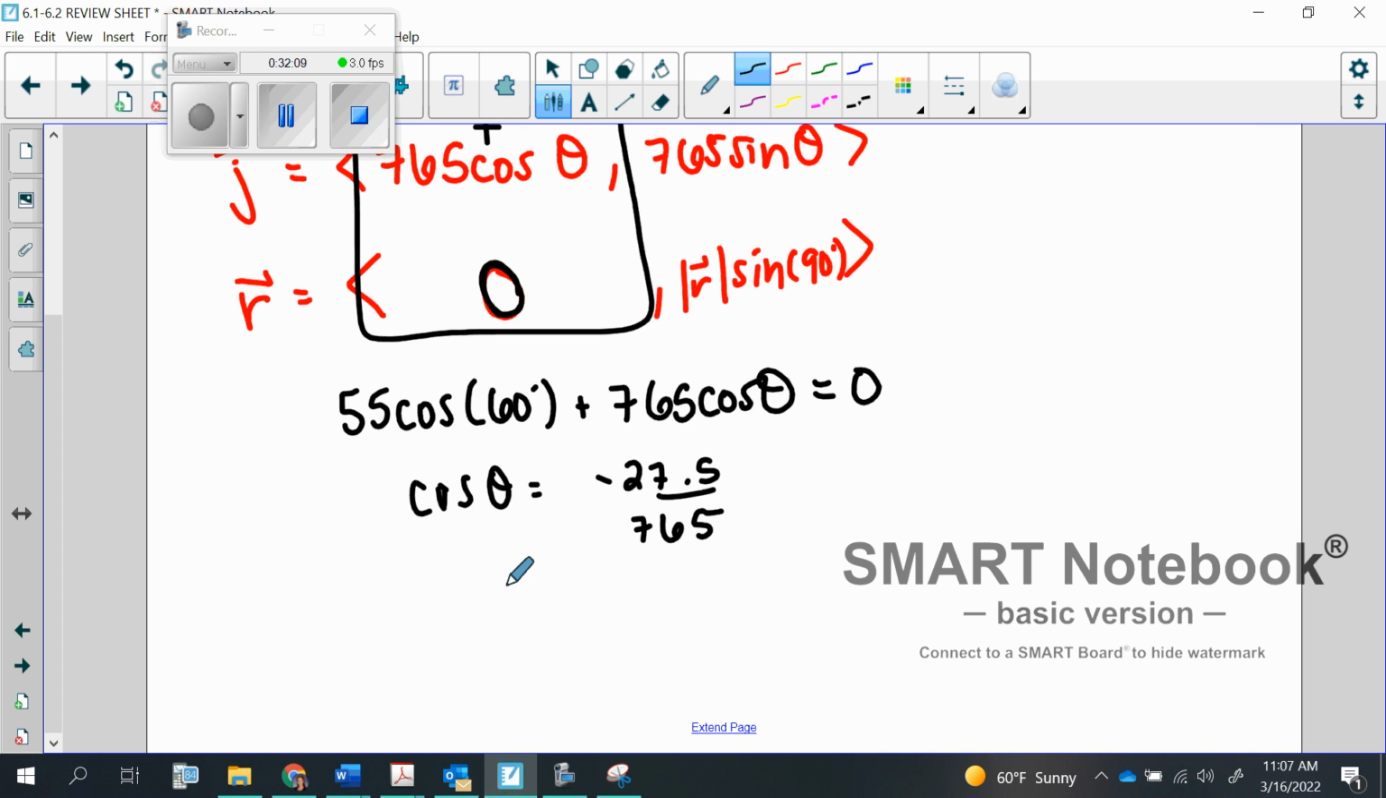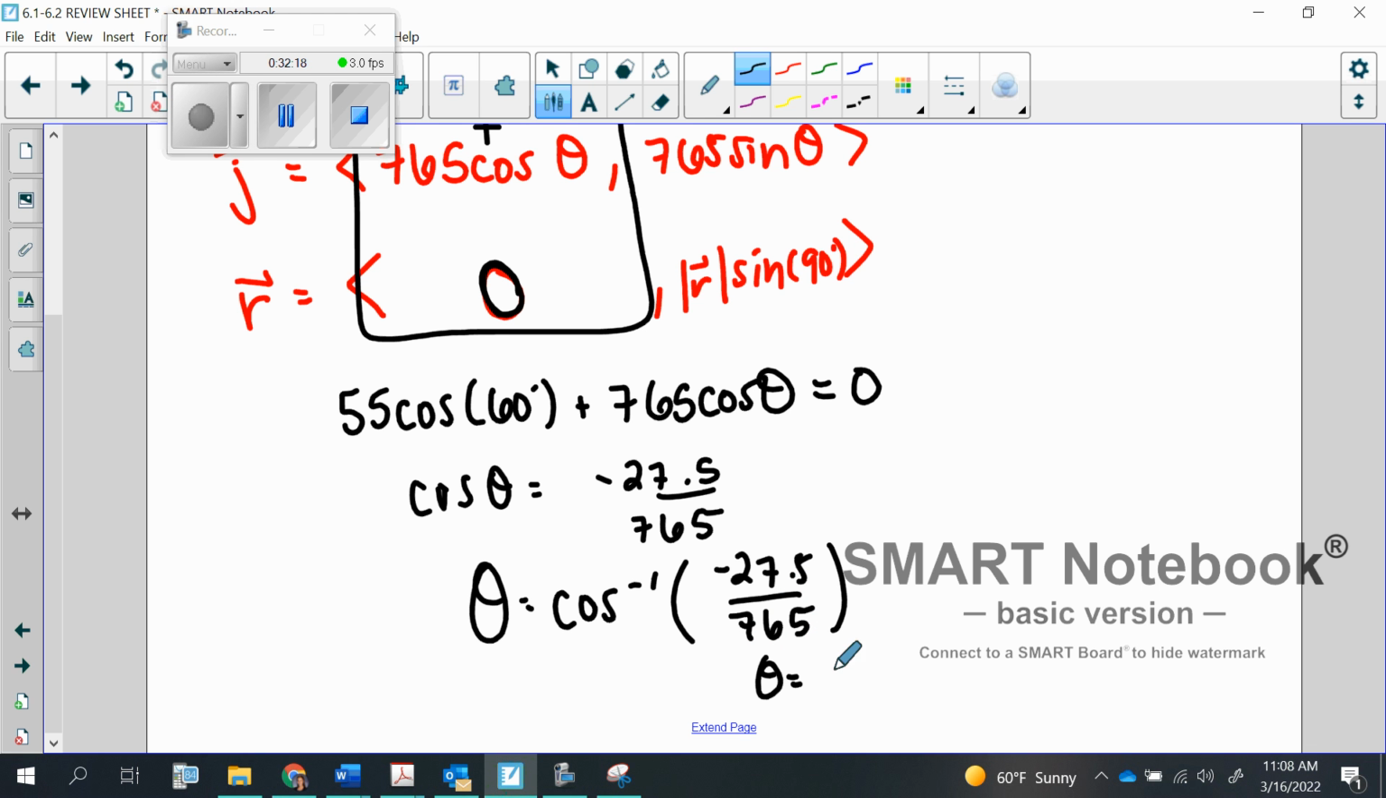And if I take the inverse cosine of both sides of this, the angle that I will be given is 92.1 degrees. So this is the direction that the pilot should head the plane so that it ends up flying due north. And that's the only thing this problem is asking.